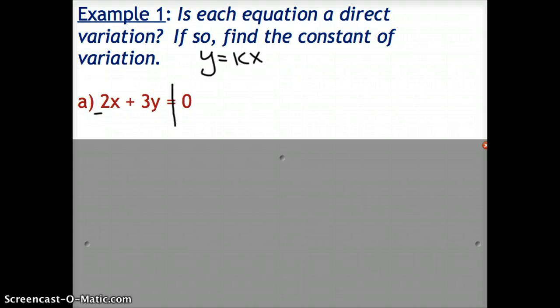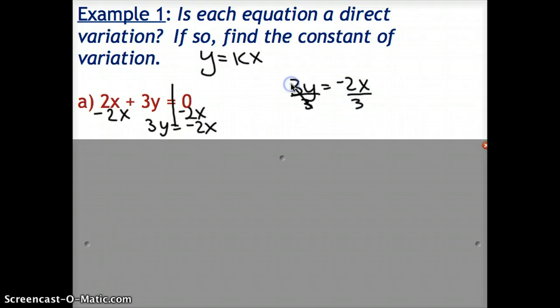So I typically just solve my equation out by doing the same thing to both sides. So I have 3y equals negative 2x. Obviously y is not alone there. So if I have 3y equals negative 2x, I would divide both sides by 3. And this looks like y equals negative 2x over 3, or y equals negative 2/3 x. We will probably often write it.